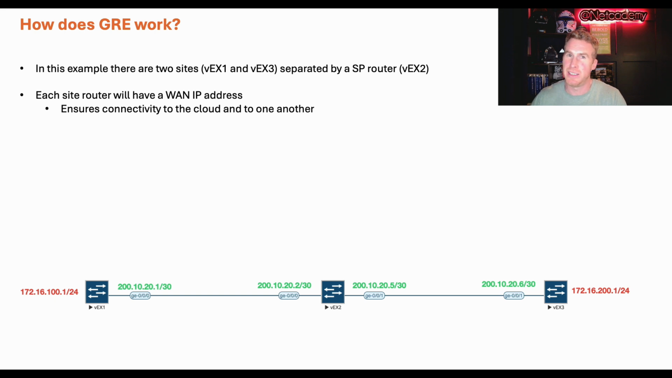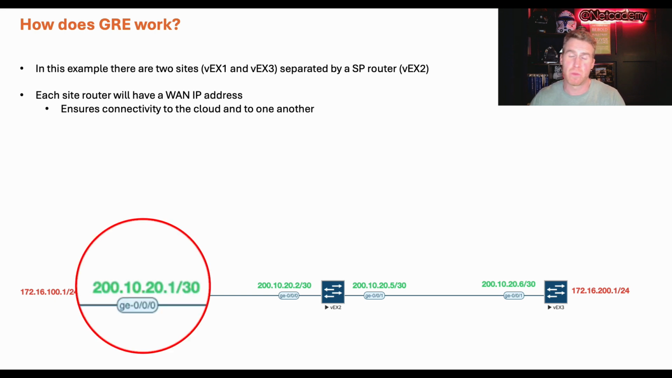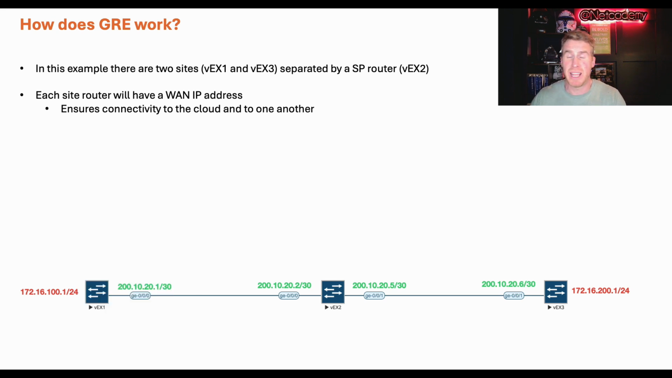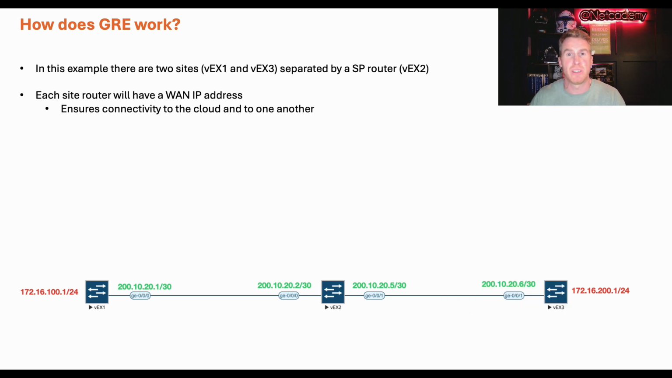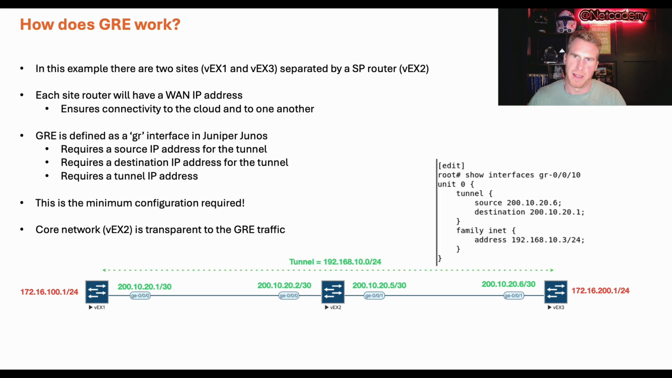So if you look at the ge-0/0/0 interface on VEX1, you can see it's configured with 200.10.20.1/30, and VEX3 has its IP address on its WAN interface as well, and the service provider has its IP addresses on its two WAN interfaces. This is to allow global, as such, internet connectivity, isn't it? This is so we've got a routable IP address. And when we come back to GRE, what we're actually doing is building a tunnel that goes over this WAN network, that extends from VEX1 over VEX2, the service provider network, to VEX3 and back again.